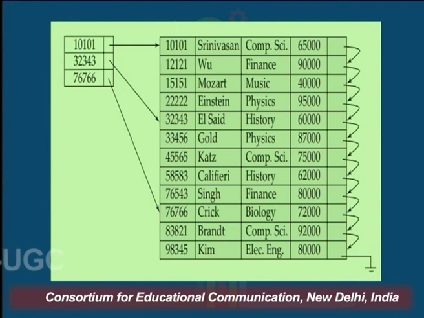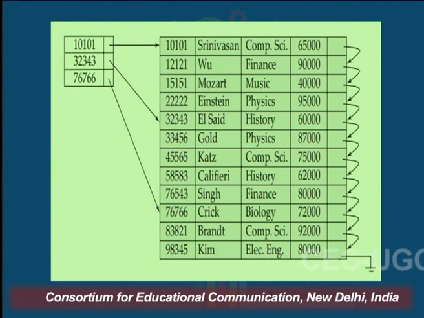So, having the pointer to 32343, it is easy to go to the next record, which is 33456, because the pointer is there. Then it is easy to hold on to 455665, and then after that we will go to 58583, and then we will be jumping to 76543, which is our desired record.